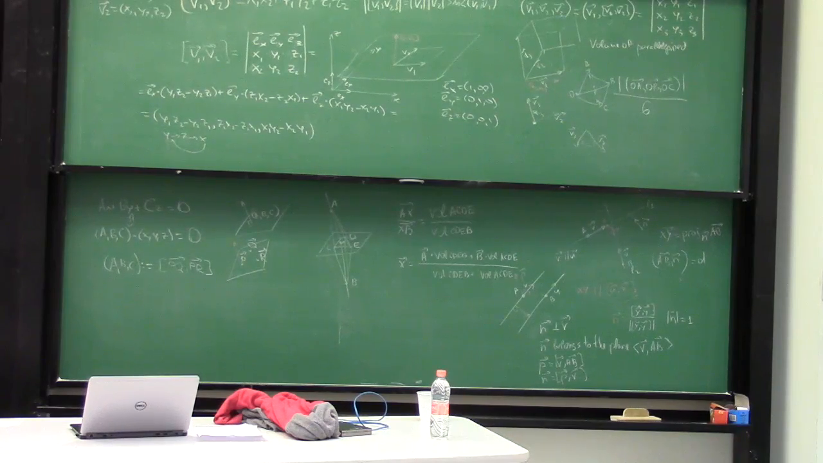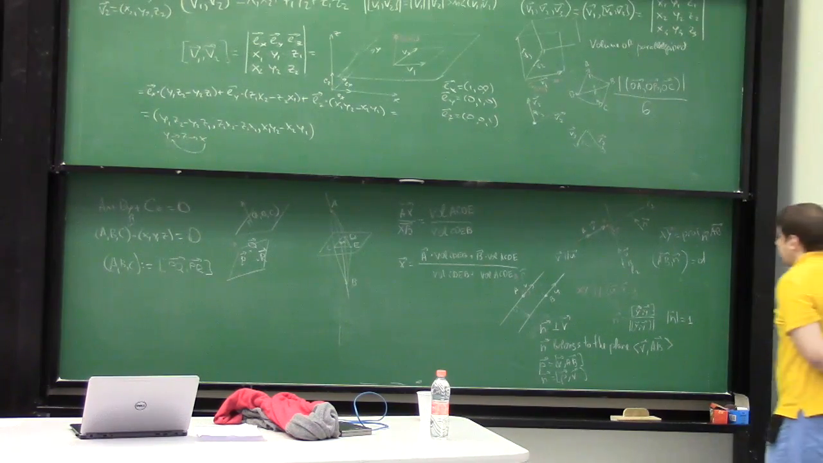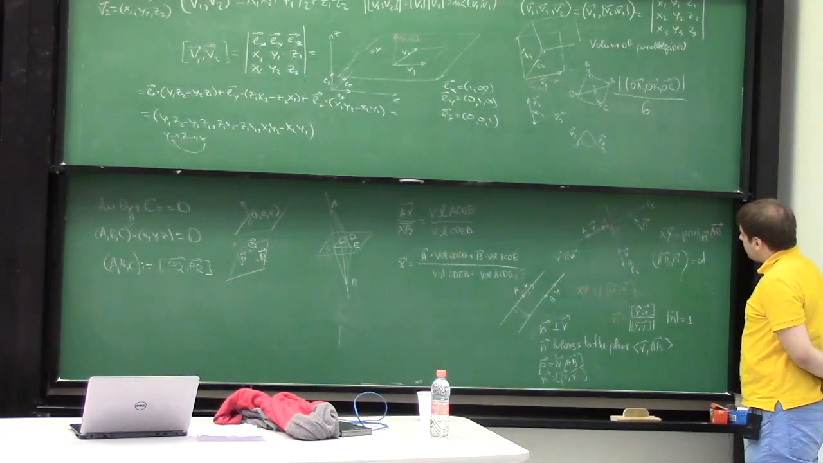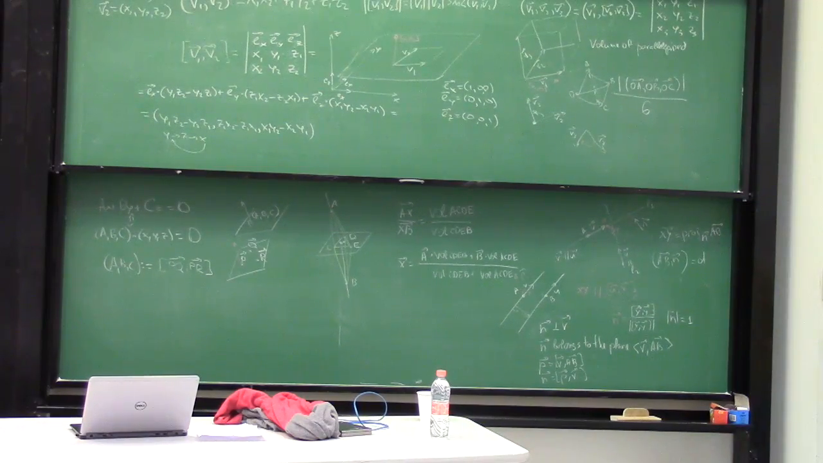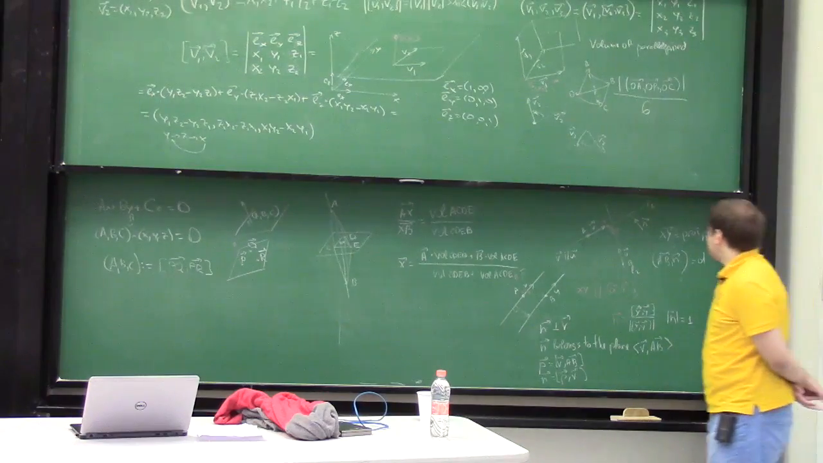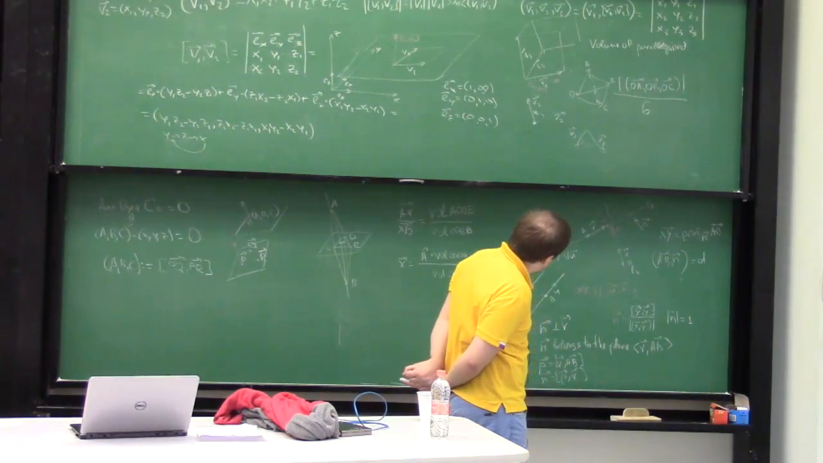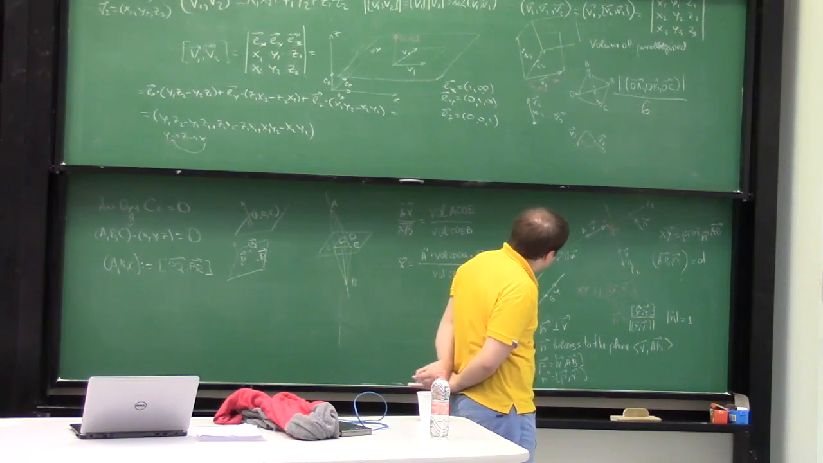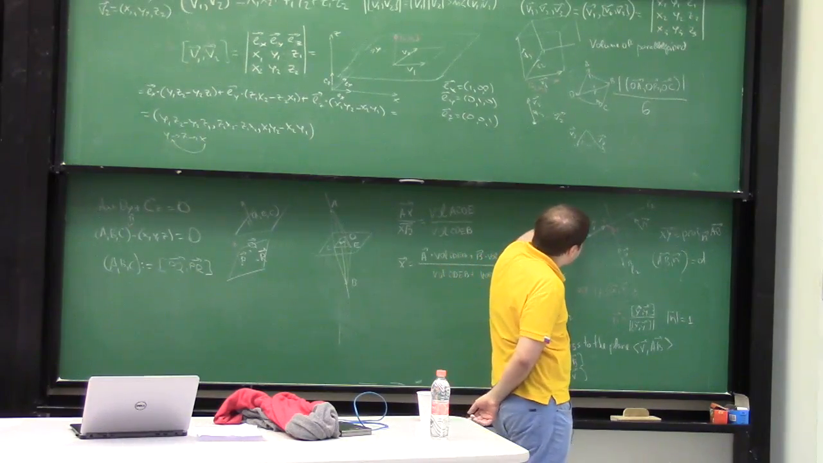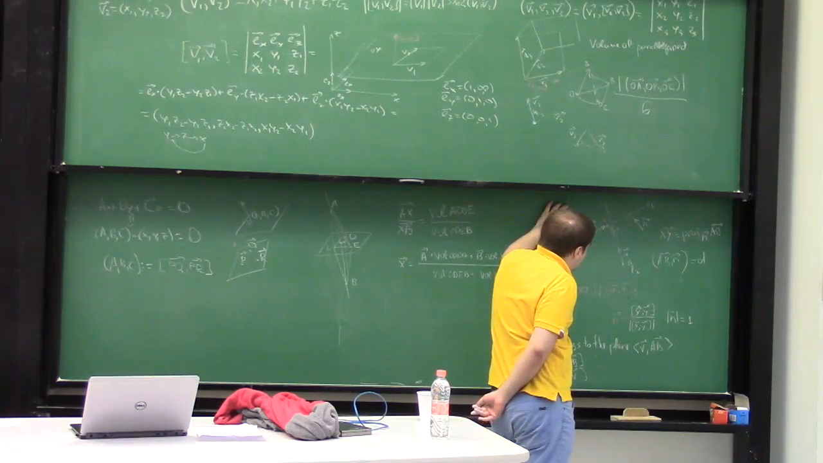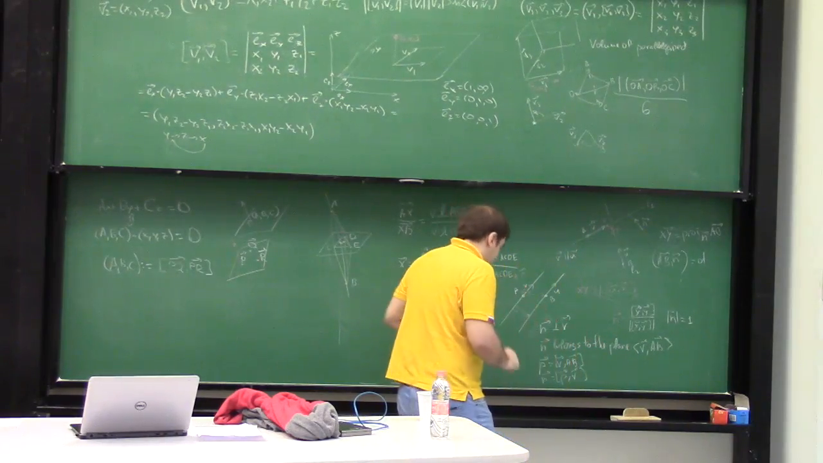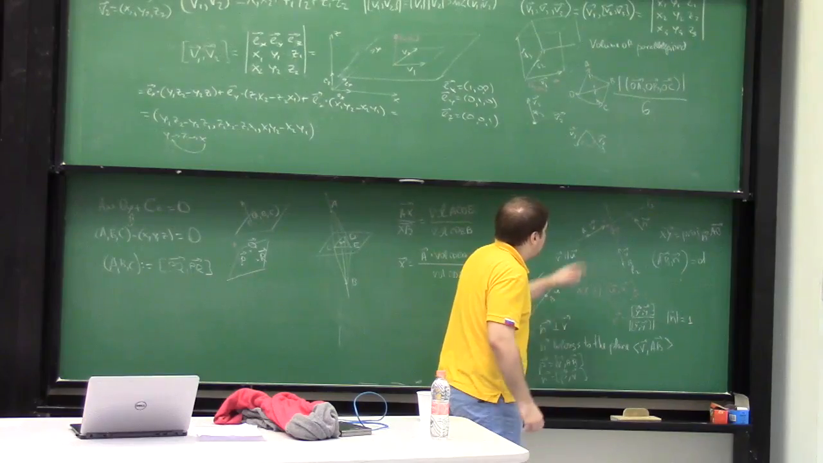How do you find the specific points x and y? Let me think about it. So how do you find the point x? The point x is the result of shifting a but by some vector that is proportional to v. Some vector, oh, that's easy. So what is the point x?